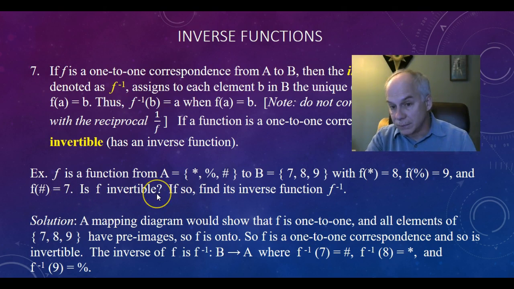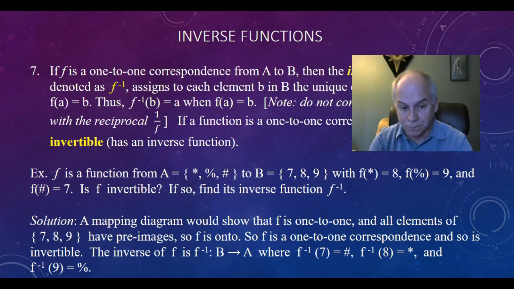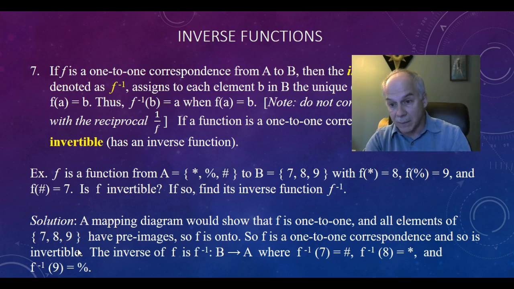Is f invertible? In other words, can we find its inverse function? Well, you need to verify that it's one-to-one and onto. But you can do that quickly with a mapping diagram, and you can see that it's one-to-one, and all the elements of the codomain, 7, 8, and 9, are used, so it's onto. All the elements 7, 8, and 9 have pre-images, and therefore they're used by the function. So f is onto. So it's one-to-one and onto, so it's a one-to-one correspondence, and therefore it's invertible.